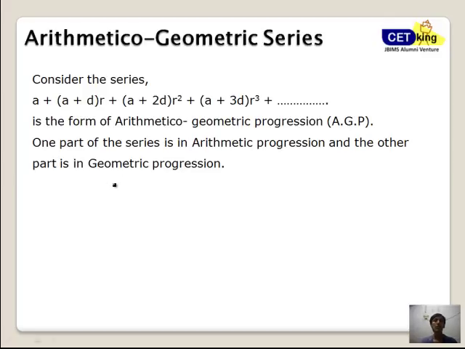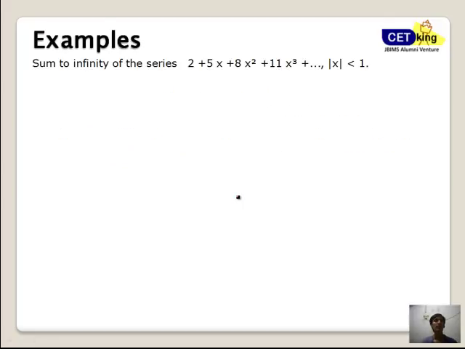Now the arithmetic geometric series is, as we have seen, a combination of an arithmetic series, in this case a plus d, a plus 2d, a plus 3d, and also the characteristics of a geometric series, which means the common ratio is also there in each of the terms. Alright, so let's solve a few examples on this kind of problem.